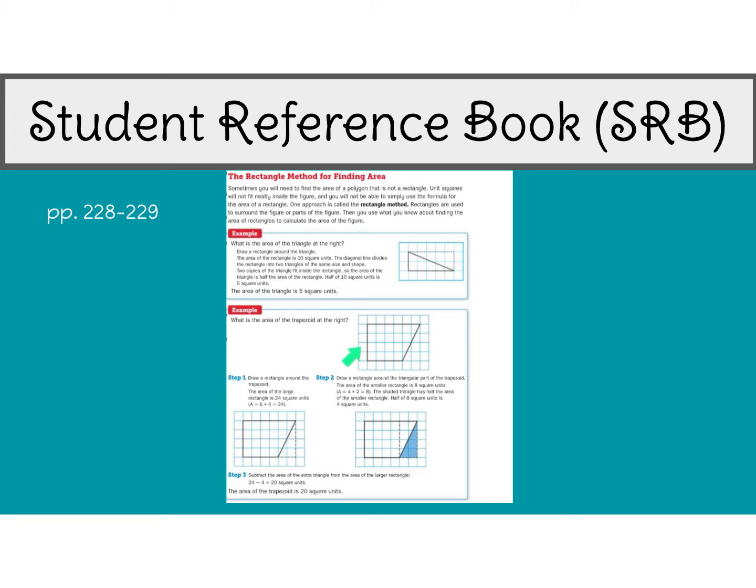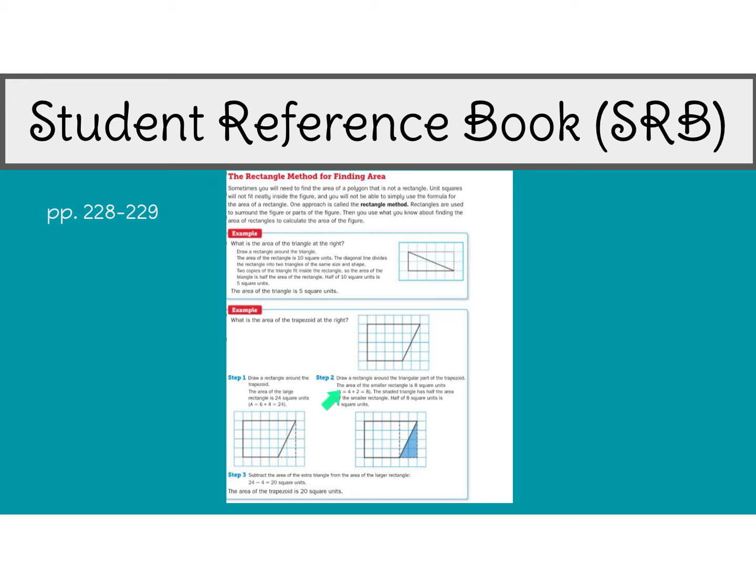Notice, once again, that we have a shape that is not a rectangle. But if I draw a triangle in that spot that's missing, it will form a rectangle. So step 1 is to draw the rectangle around the trapezoid. Notice the dotted line here. Then find the area of that very large rectangle, which is going to be 24 square units in this particular example.